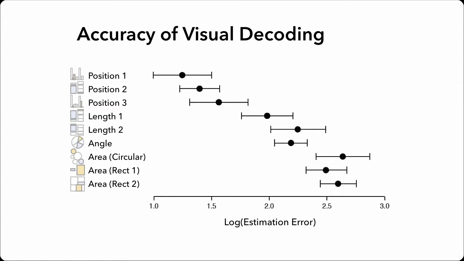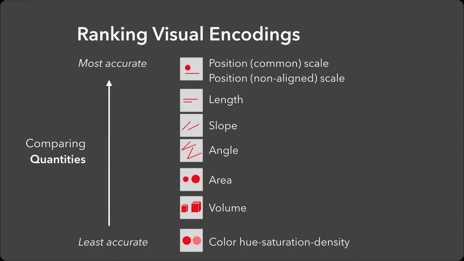And by combining the results of these experiments, we can actually build rankings of visual effectiveness for different encodings for different types of perceptual tasks. So for example, when comparing quantities, position and length outperform things like angle and area, which roundly outperform color encodings. And this is useful to help guide, though not dictate, what human designers do, but also very helpful for guiding algorithms that might automatically recommend effective and useful graphics.